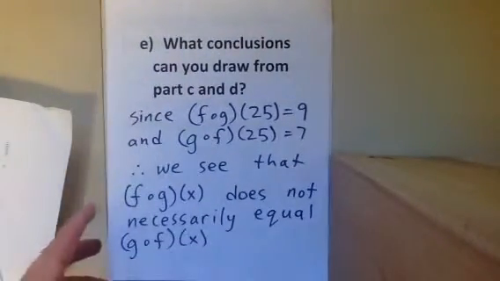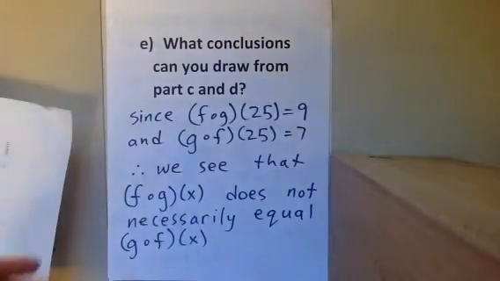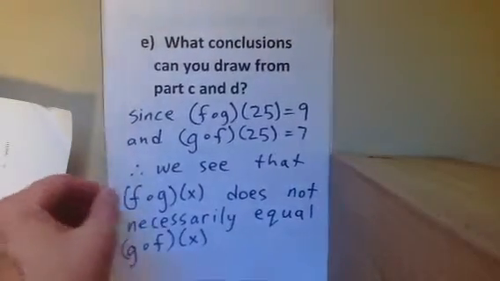Now, what conclusions can we draw from those last two questions? Well, since f of g at 25 is 9 and g at f of 25 is 7, we see that f of g at x does not necessarily equal g at f of x.